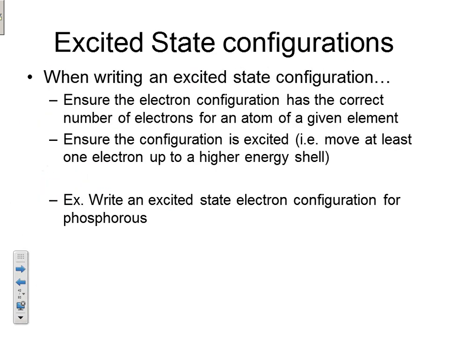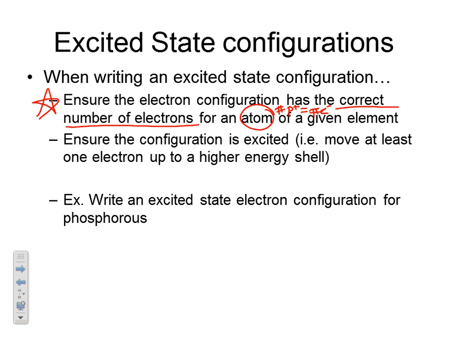So the final thing on this, if you're asked to write an excited state electron configuration for an atom, there are 2 things that you have to do. The first thing that you have to do is ensure that you have the correct number of electrons for a given element, and that's based on the number of protons, because again, in an atom, the number of protons is equal to the number of electrons. So if it's, let's say, silicon, it has 14 electrons. You best make sure that you've got 14 electrons in your electron configuration. If you have any more or any less, it's not correct because you don't have the correct atom.